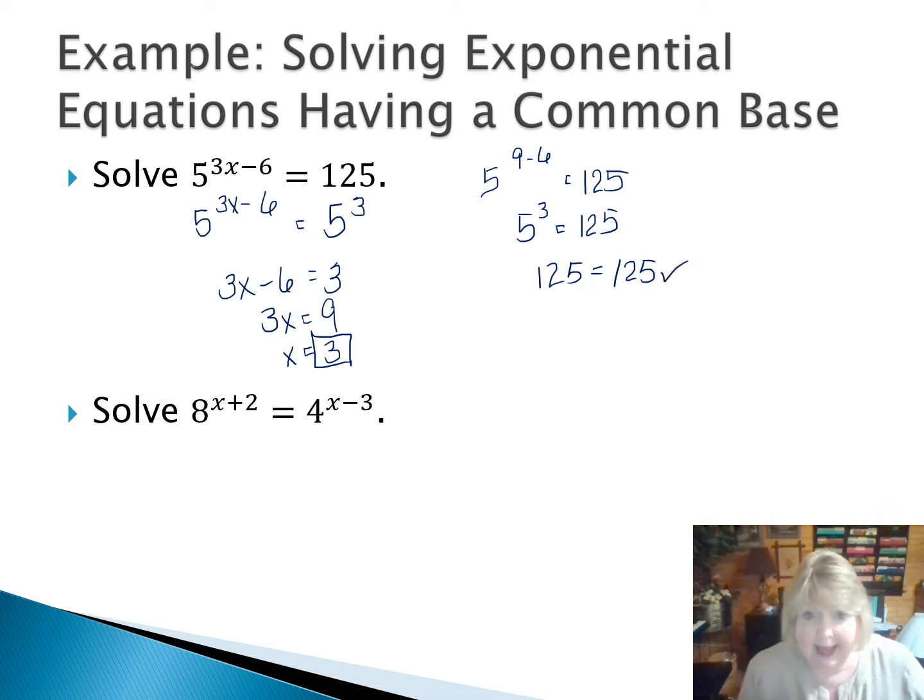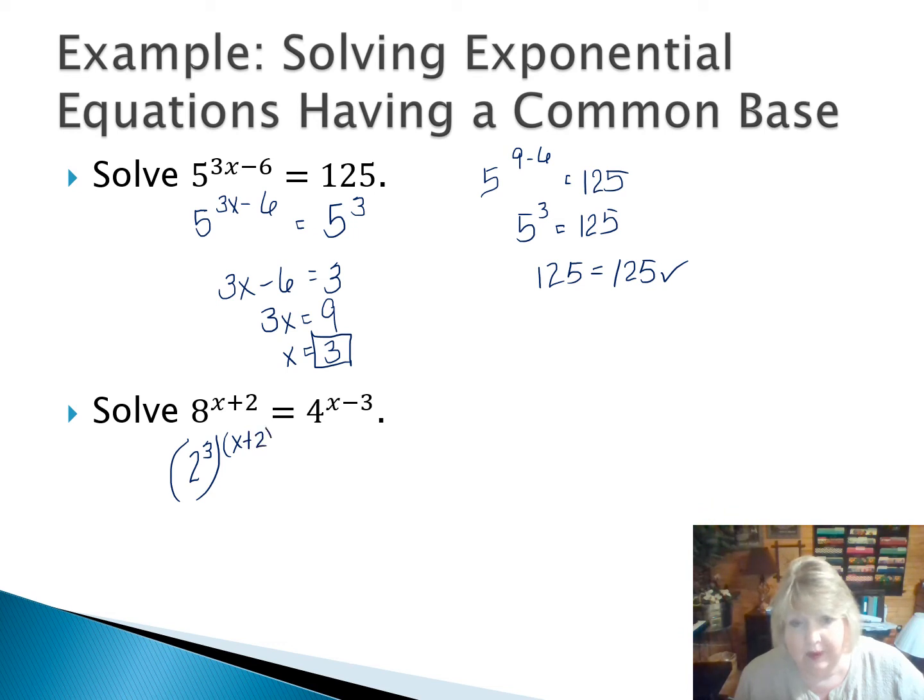I have 8 and 4. I cannot write 8 as a power of 4 or 4 as a power of 8. But I can write them both as a power of 2. 8 is 2 cubed. And so if I put 2 cubed in the place of 8, that's what that's going to look like. 4 is 2 squared, so I put 2 squared in the place of 4.